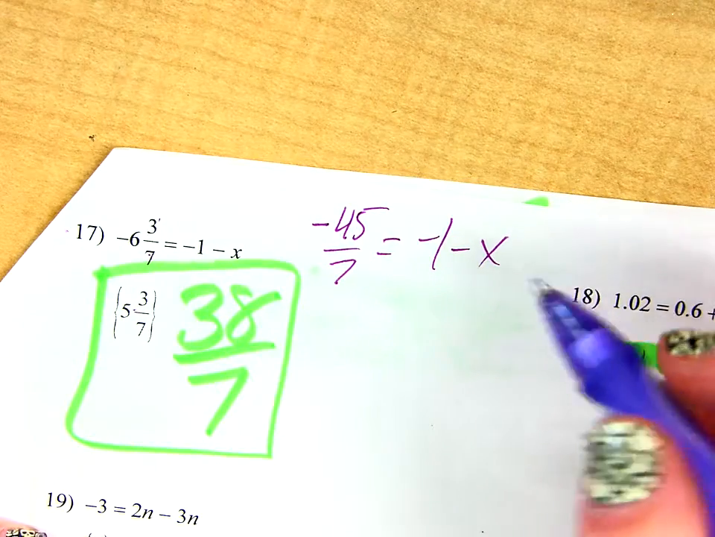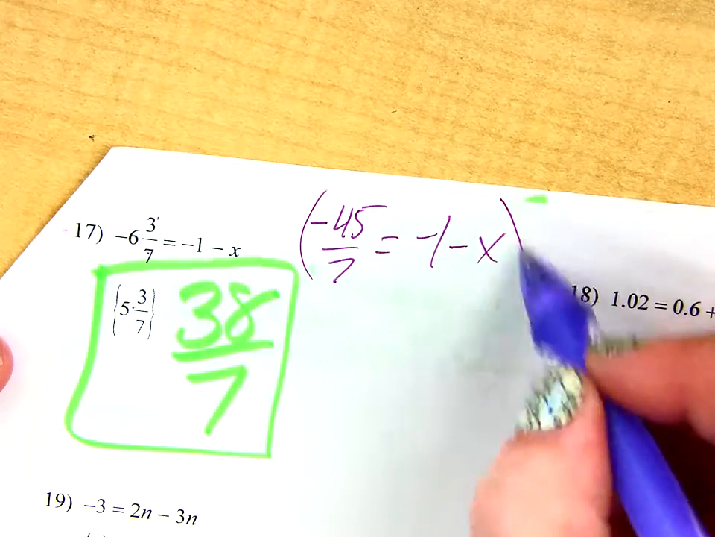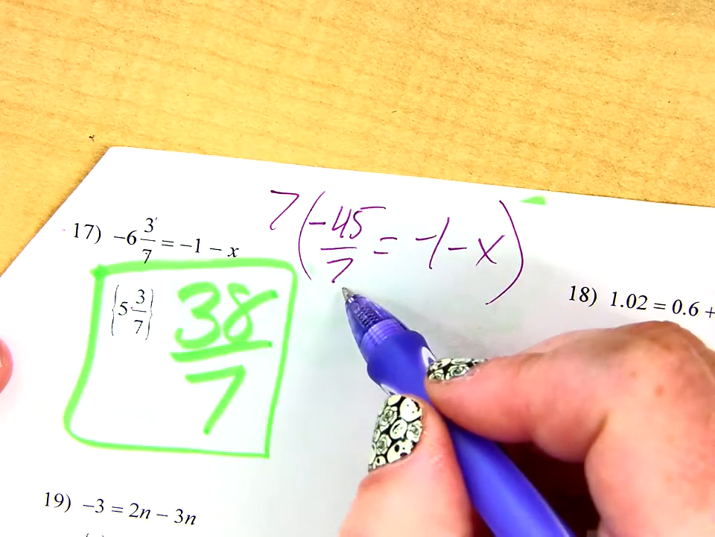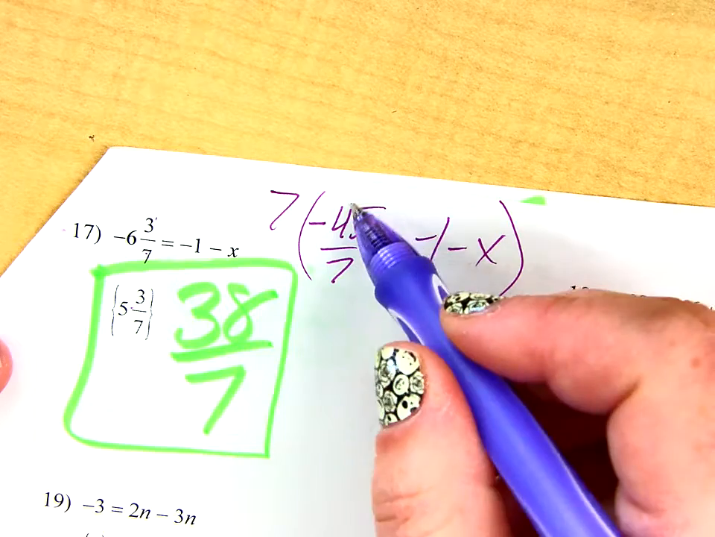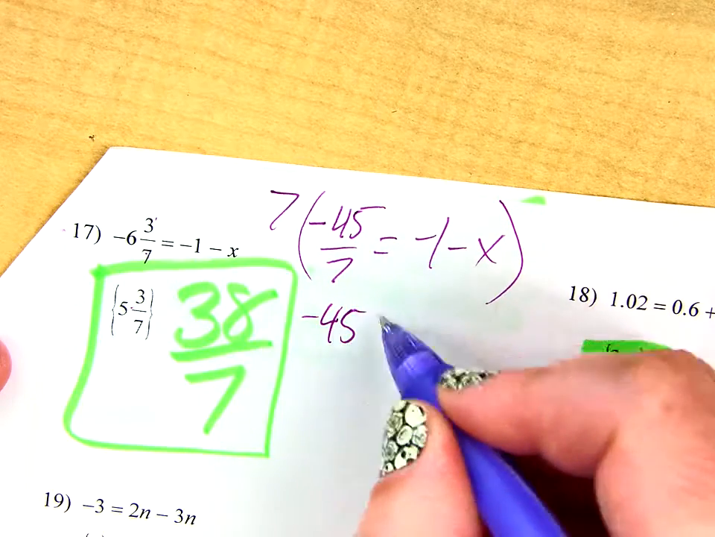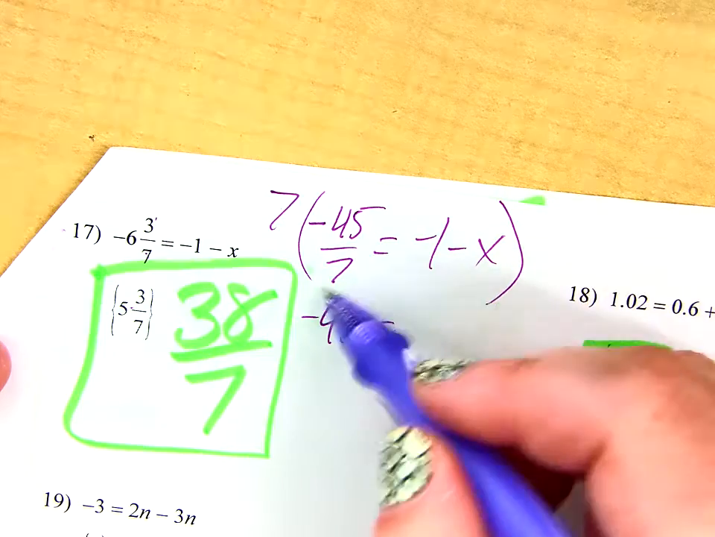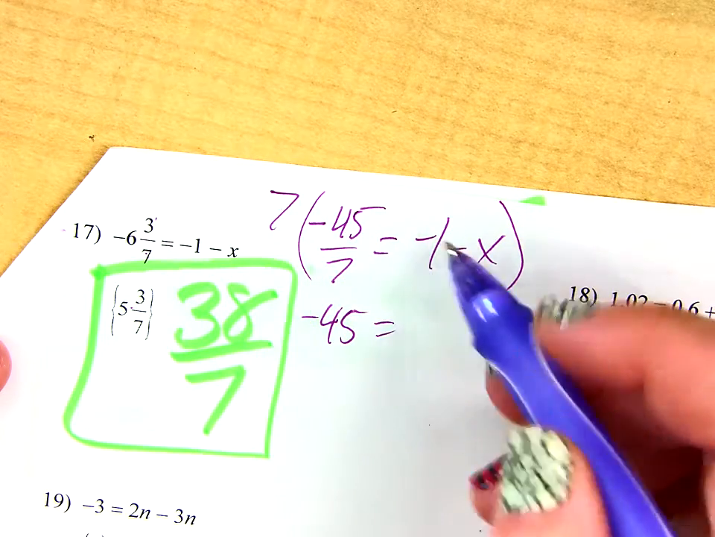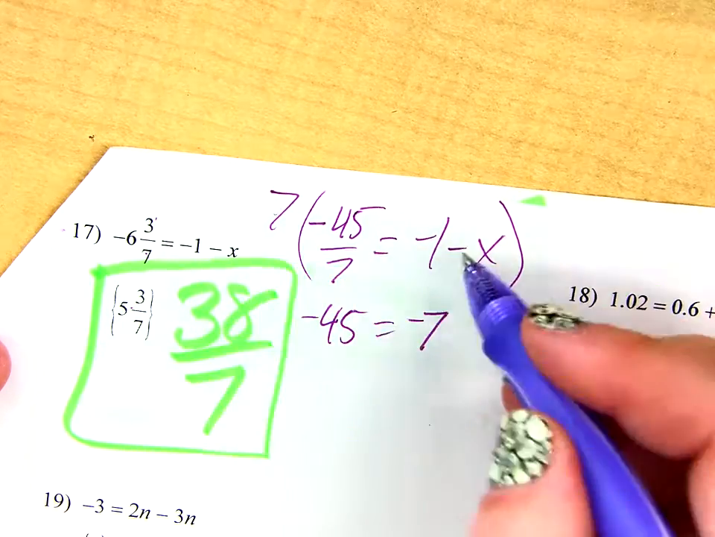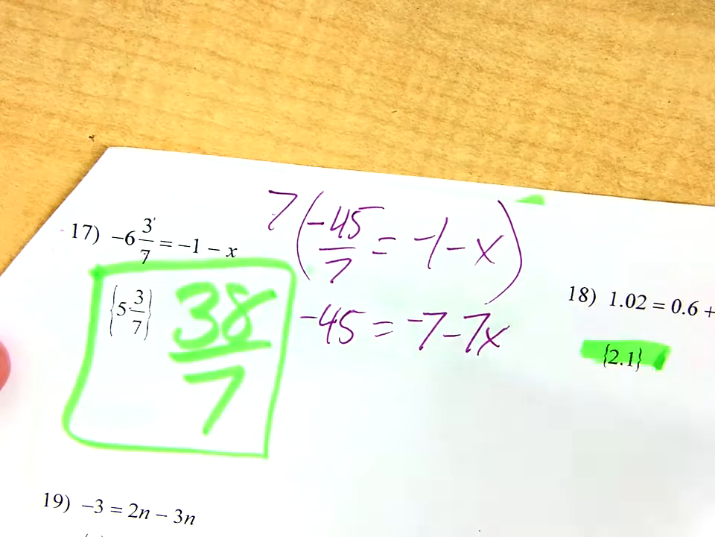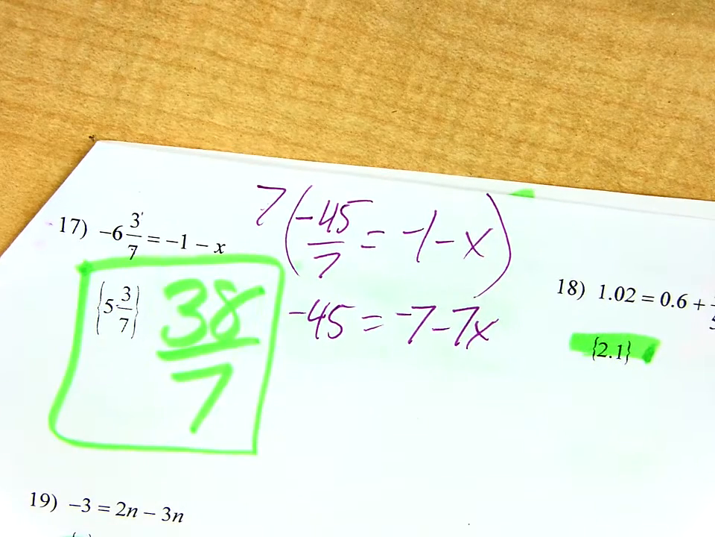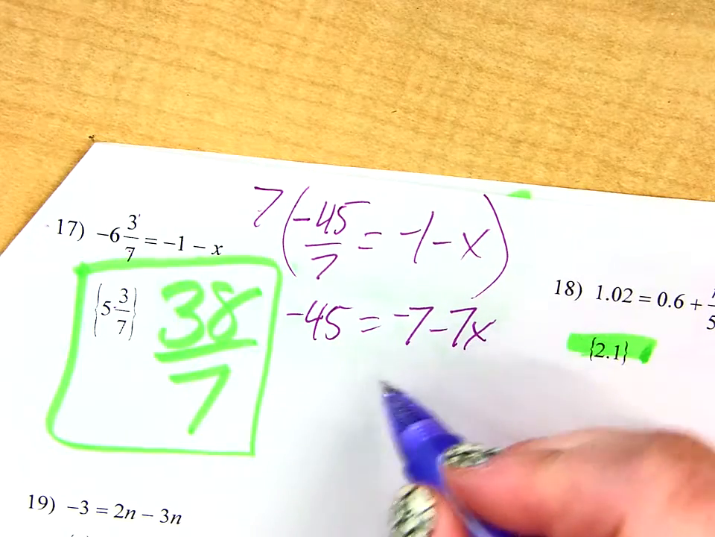Equals -1 minus x. So what am I going to multiply everything by to clear these fractions? 7. Divide down, multiply up. Divide down, multiply up. So I get -45. You have to multiply everybody by 7, not just the fraction. So I have to do -1 times 7 and 7 times -x. So you had to do all those steps.